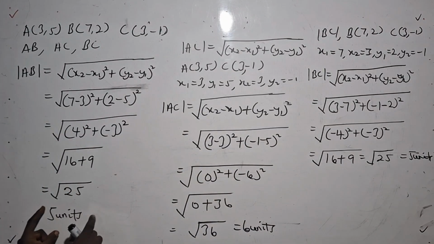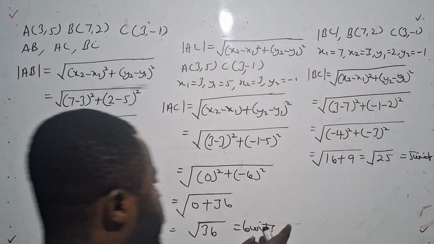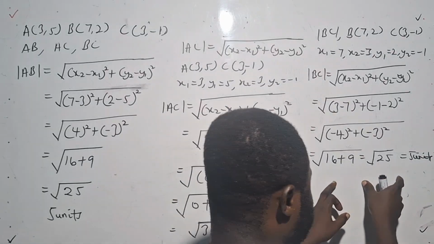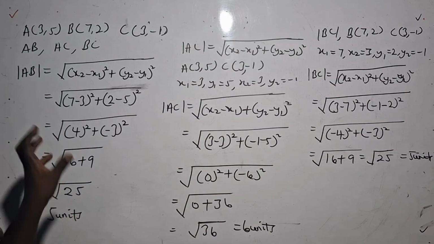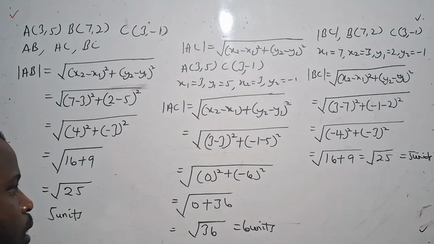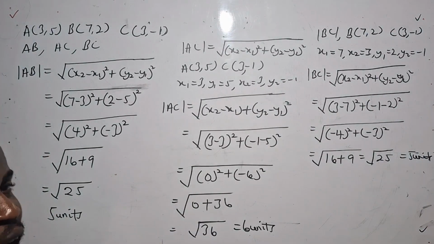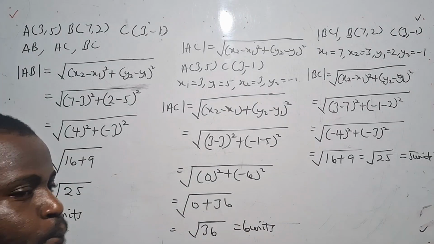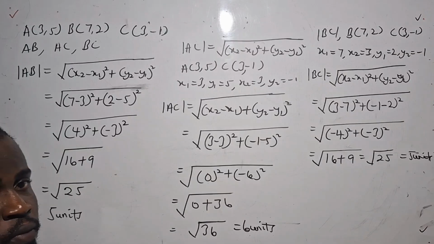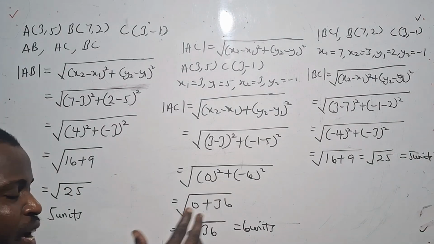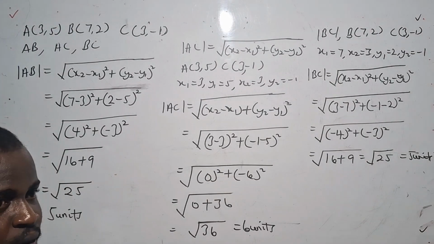Now what do you see here? We got 5 units here, 6 units here, and 5 units here. So this is telling us that 2 of the sides of this triangle are the same, or they are equal. So what type of triangle has 2 sides being equal? It is an isosceles triangle. So your answer will determine the type of triangle.